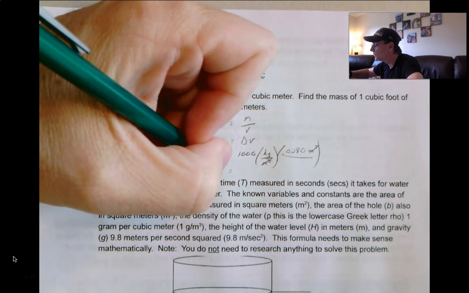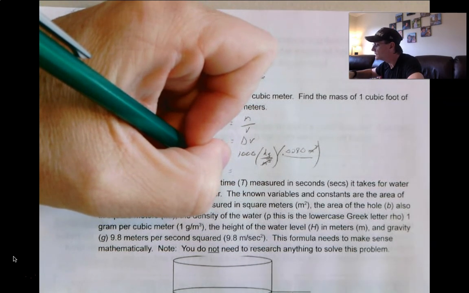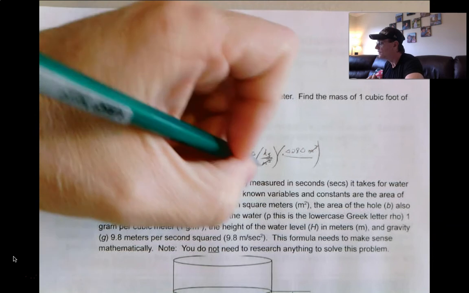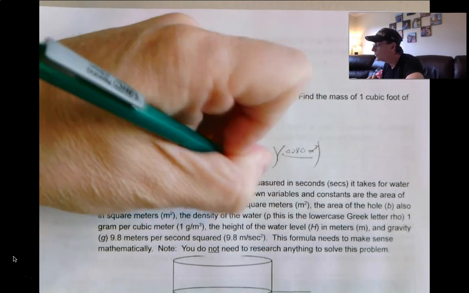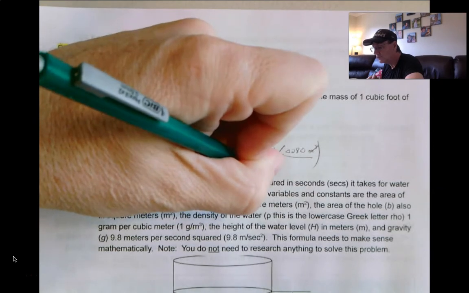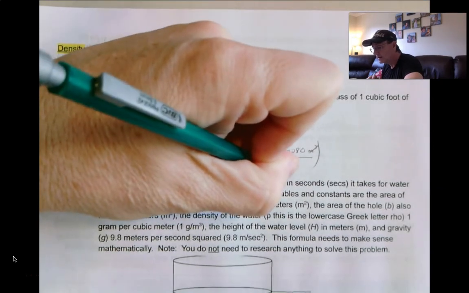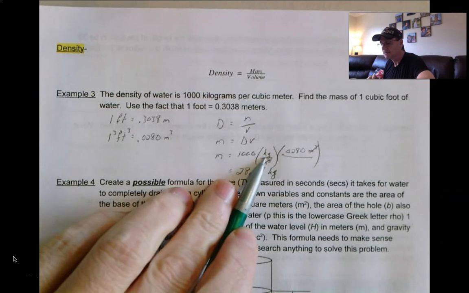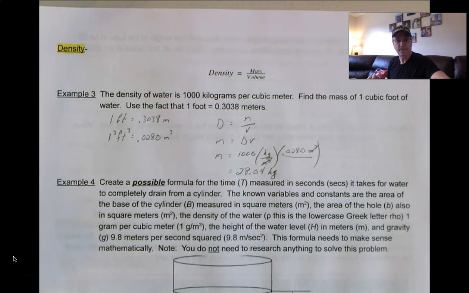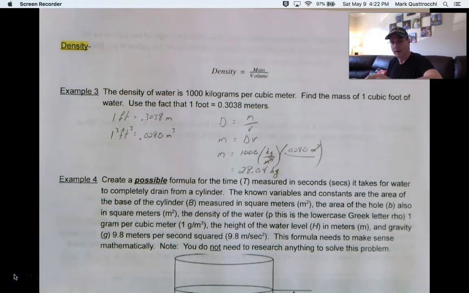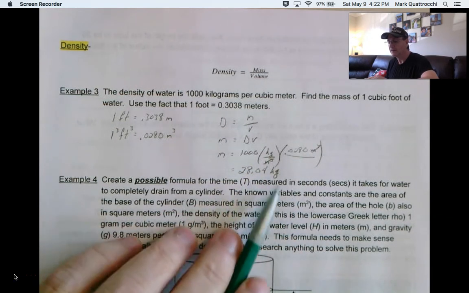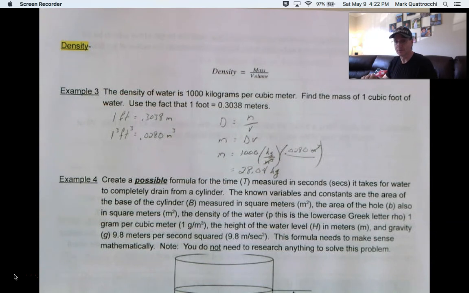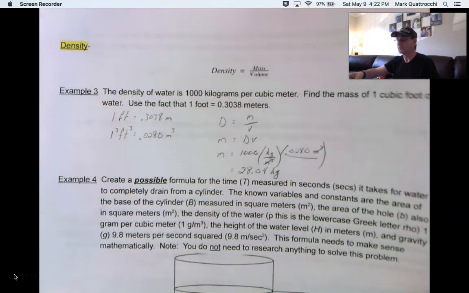1,000 times 0.0280 gives us, and this is just going to move the decimal point over, 28.04 kilograms. That's our mass. That's what's left. I wanted to point out the meters cubed canceling, because that leads us into this very next problem.